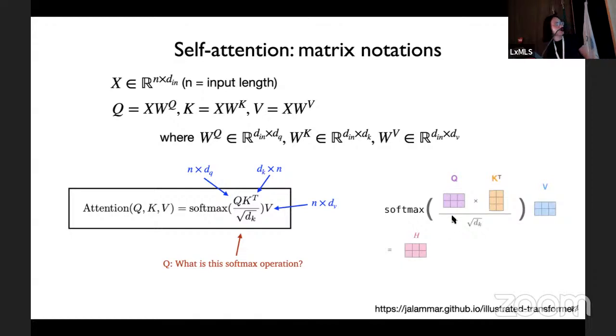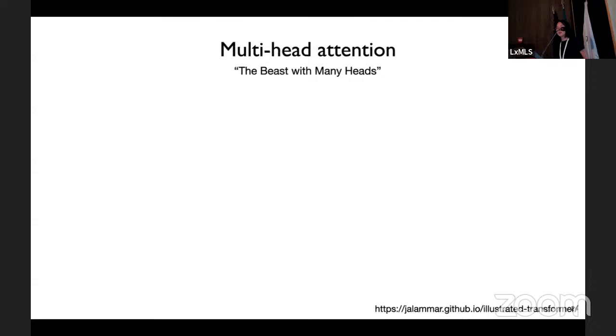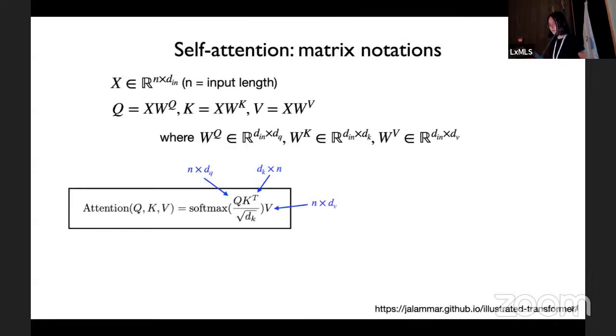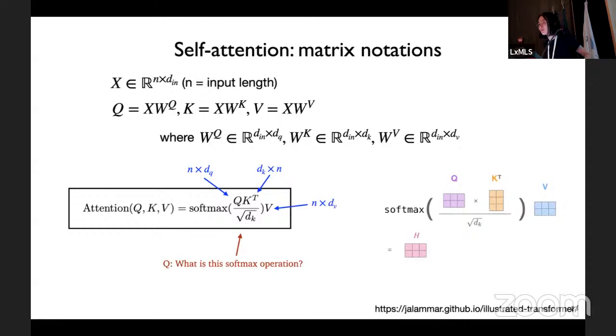So here is another illustration. You multiply these two matrices and apply softmax, then multiply by V, and you get the final output matrix. Here you get an N by N matrix, so that means you apply softmax at every single row independently. Yes, N is the number of tokens in the input sequence.